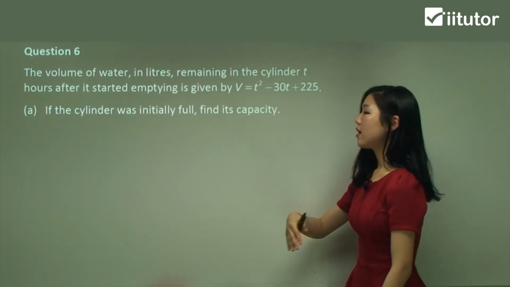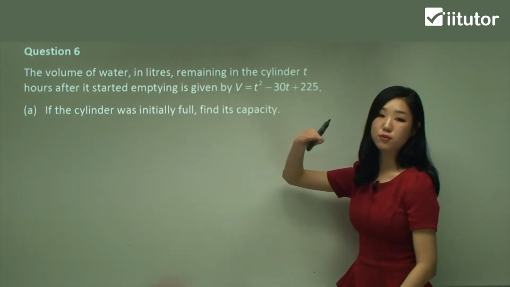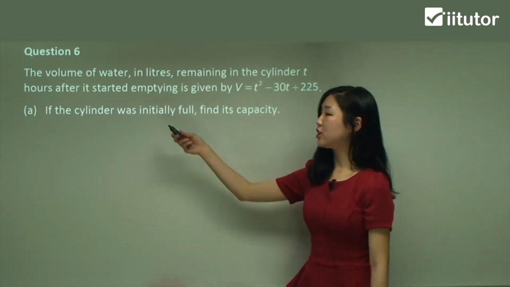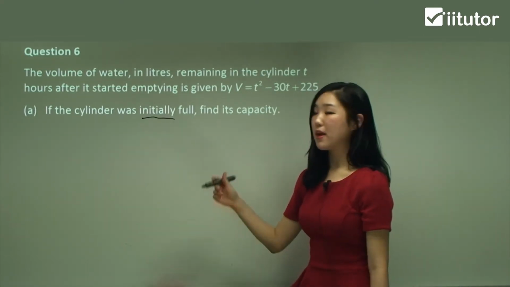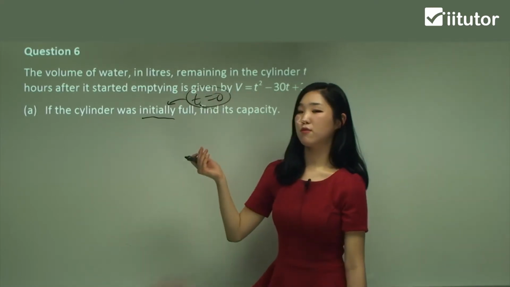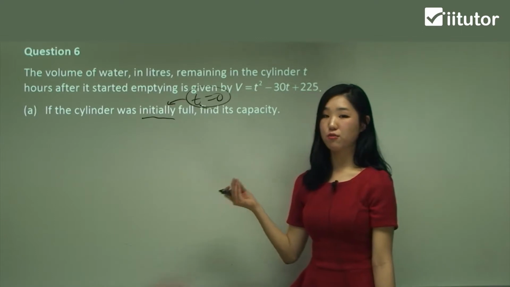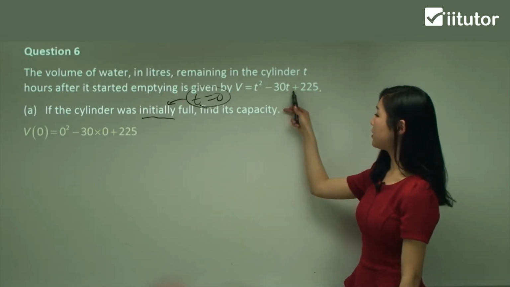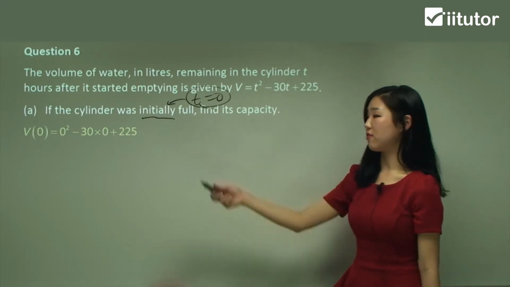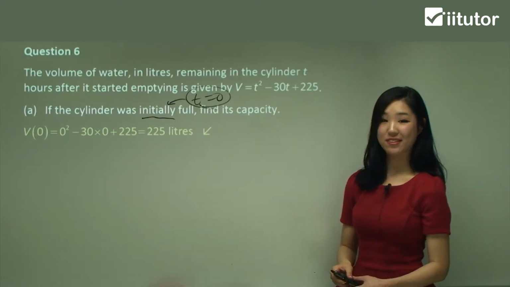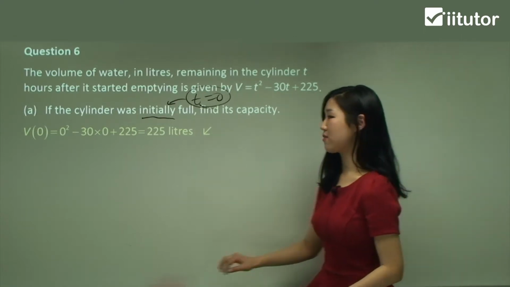So it's going to start when the water has filled the cylinder. And when it says initially, it means t equals 0. You must remember this: for any question, if it asks for your initial value, it's when t equals 0. So I'm simply going to sub t equals 0 into this equation and calculate it. You should get 225 litres. And that's all there is for part A.